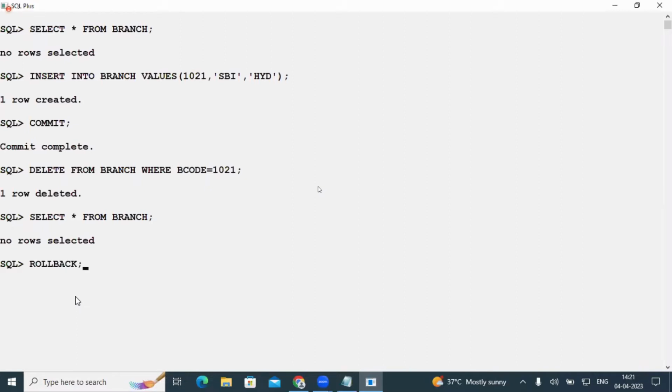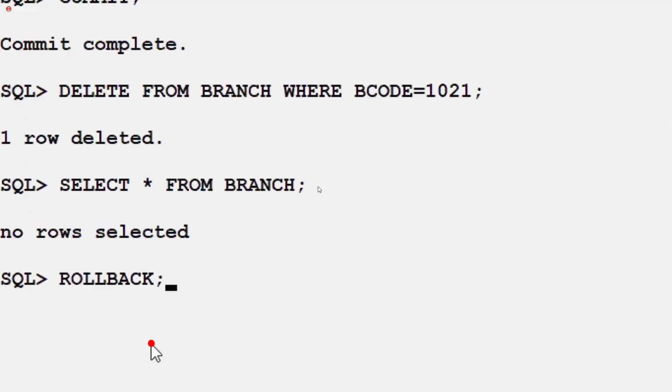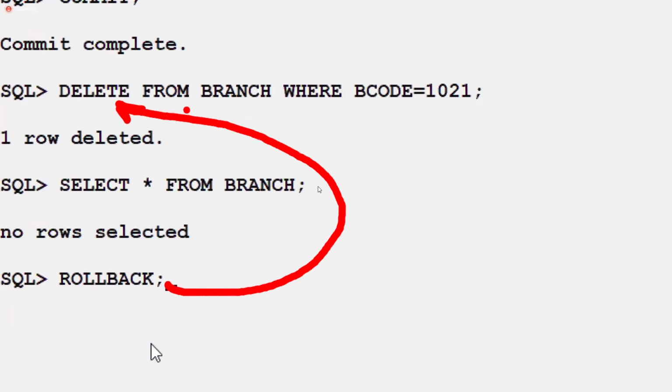If I'm doing rollback, what is it? Going to the previous position. That is undo. Otherwise, as we said, rollback is nothing but cancellation of your transaction. Whichever operation you perform, that operation I need to cancel. This is the meaning of rollback. So now I'm going to apply rollback. Rollback is applied. It means that whatever operation was performed on my branch table will be cancelled by Oracle.